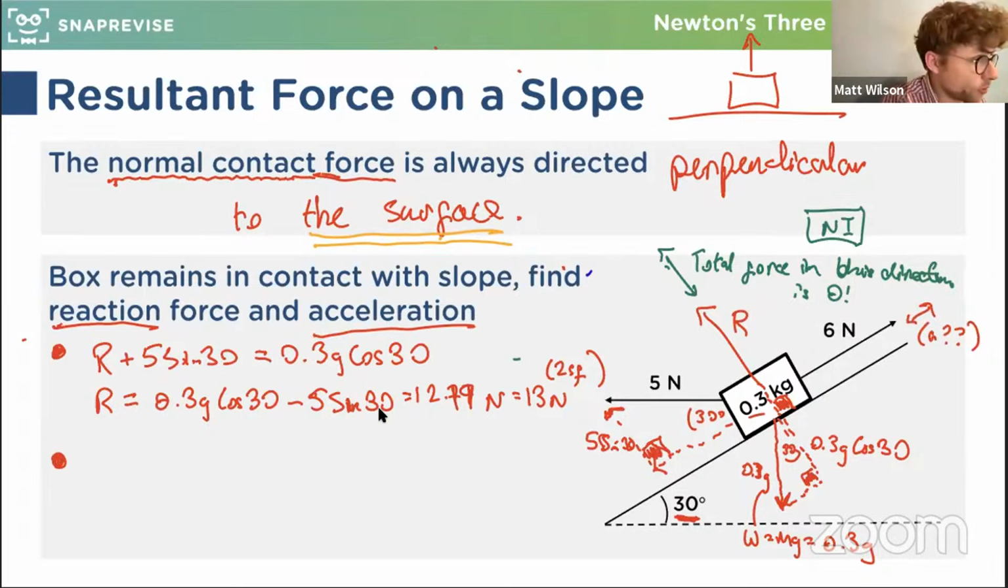So let's start with the forces up the slope. Remember that the total force is the mass times acceleration, but also the total force is the force up the slope, which is going to be 6 in this case, minus the force down the slope. So what do we have down the slope?